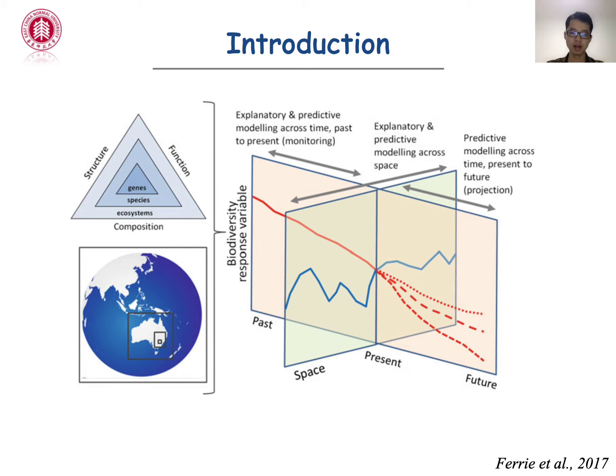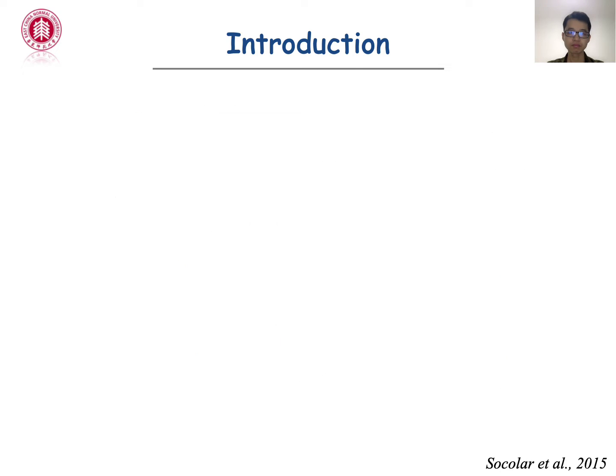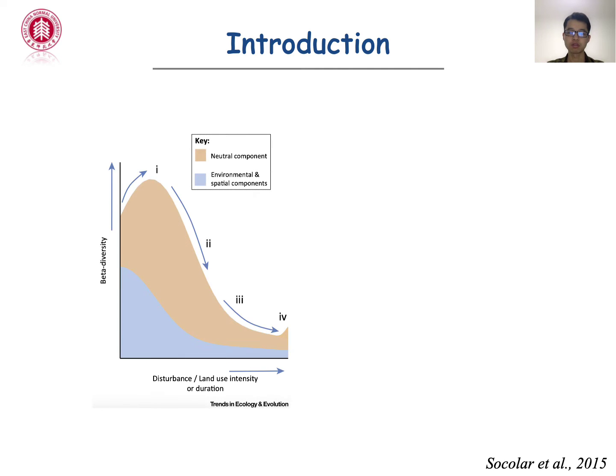Space and time are two fundamental axes of beta diversity change. From the spatial and temporal perspective, we could better understand the potential effects of habitat disturbance, climate change, and biological invasions on biodiversity change. As an essential method to assess biodiversity change, beta diversity has attracted much focus recently.